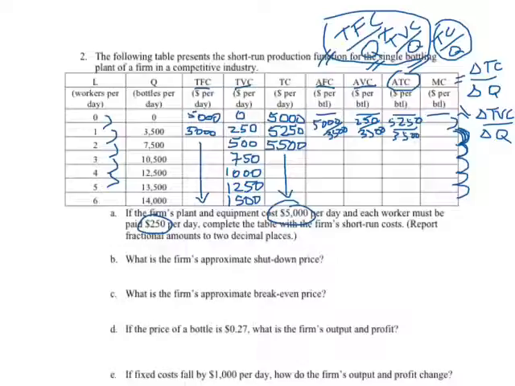Every time we add a worker, we're increasing cost by 250. Then the change in output, we go from 0 to 3,500. So actually that would be 3,500. The next one, since we go up by 4,000, the denominator would be 4,000. Here you need your calculator.